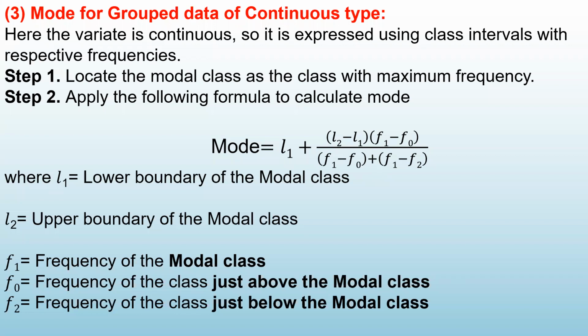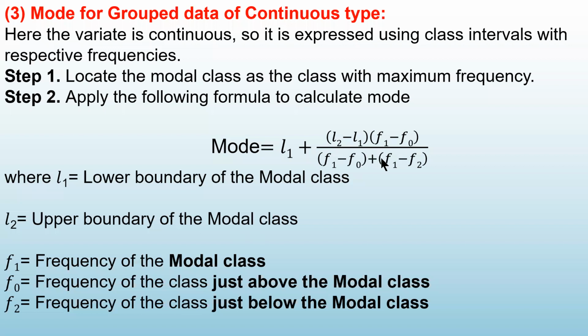ठीक है. Now you may wonder कि ये क्या है L1, L2 और all these things. सो जैसे हमने मीडियन क्लास के समय L1 और L2 क्या होता था, लोअर बाउंड्री और अपर बाउंड्री, यहाँ पर भी वैसे ही है. L1 is lower boundary of the modal class. L2 is upper boundary of the modal class.